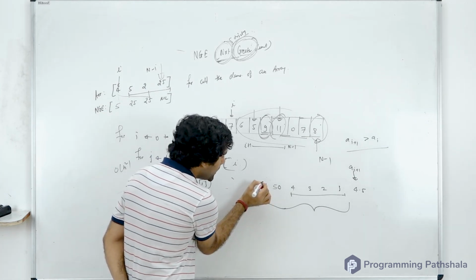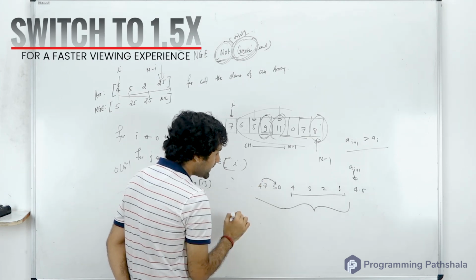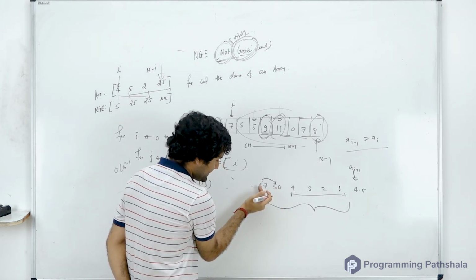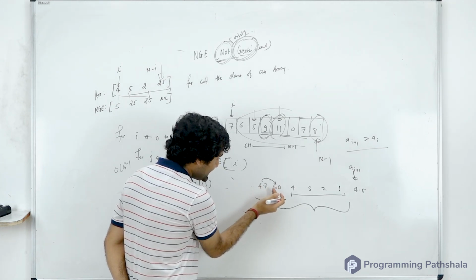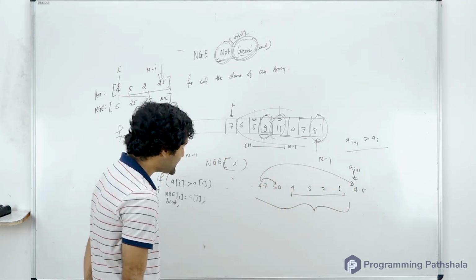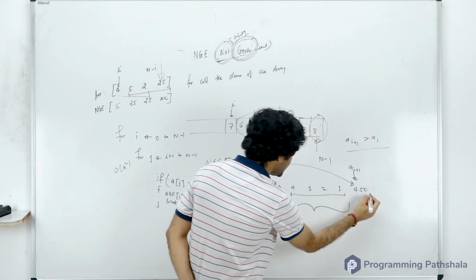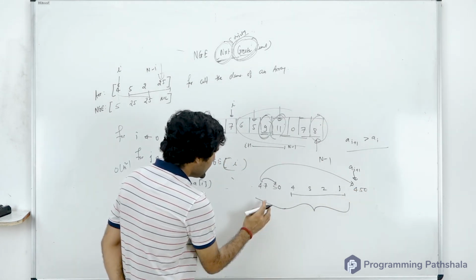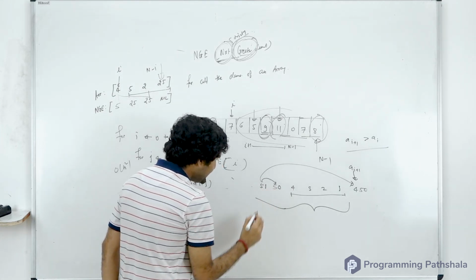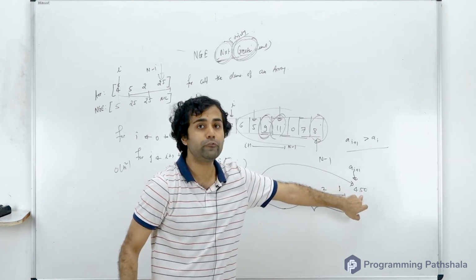That means that either their next greater will be this, if they are smaller than this also. But if they are greater than this, in that case their next greater will be this. A simple example could be something like this. Let's say this was something like 450, and then it was, let's say, 51. In that case, you would be tempted to say that, hey, the next greater of 51 should be 450.